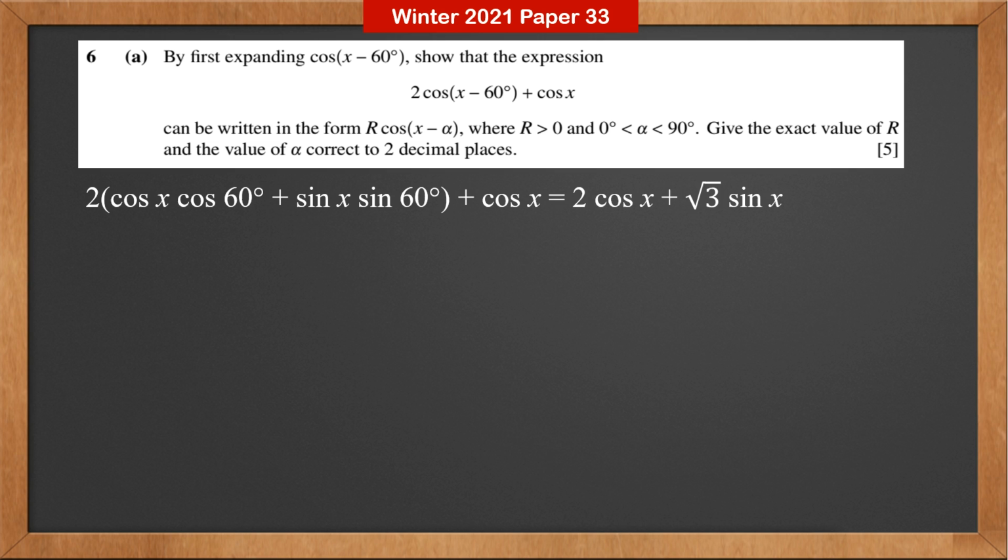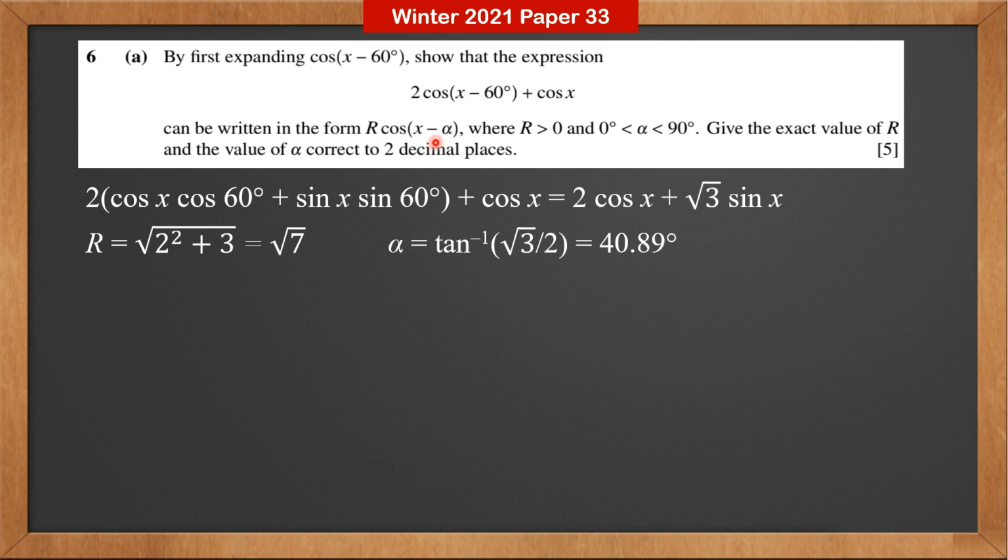So r is the root of 2 squared plus root 3 squared, or 3, that's root 7. And alpha is inverse tan of root 3 over 2, which is 40.89 degrees. Remember to write this as 2 cosine x plus root 3 sine x, because the question says it can be written in the form r cosine(x - alpha).